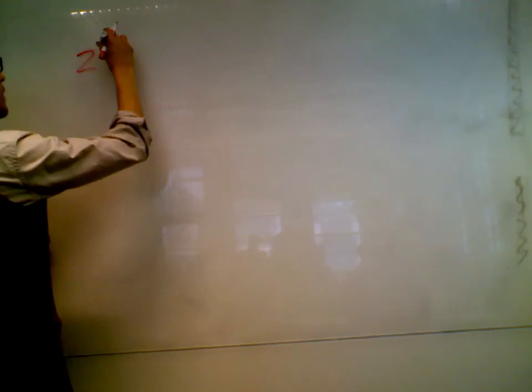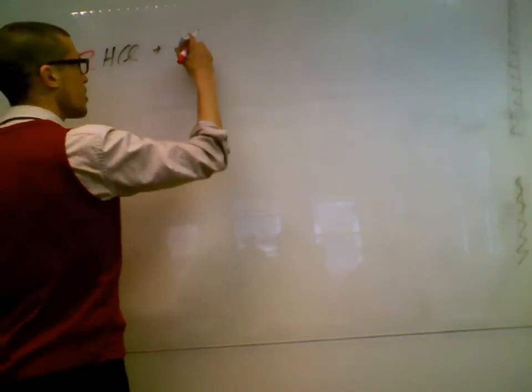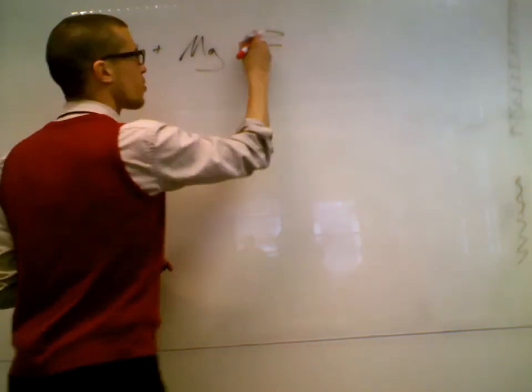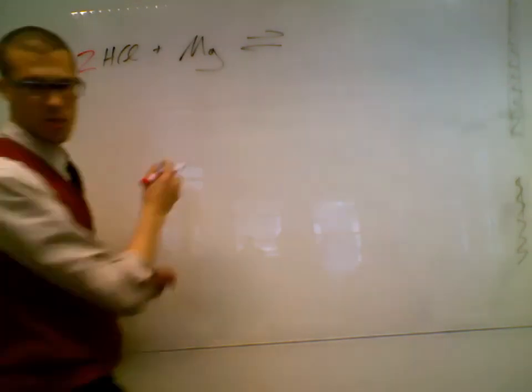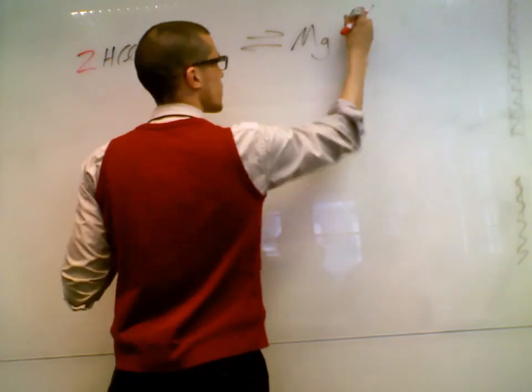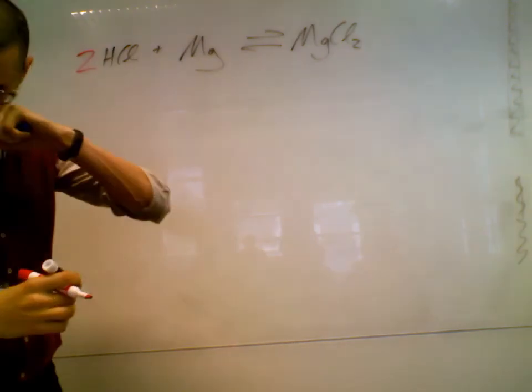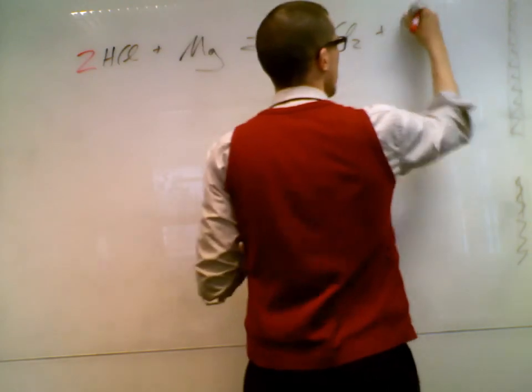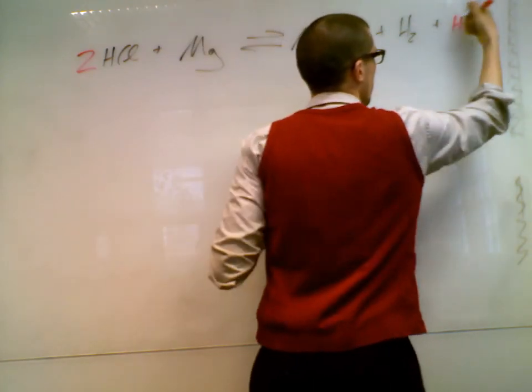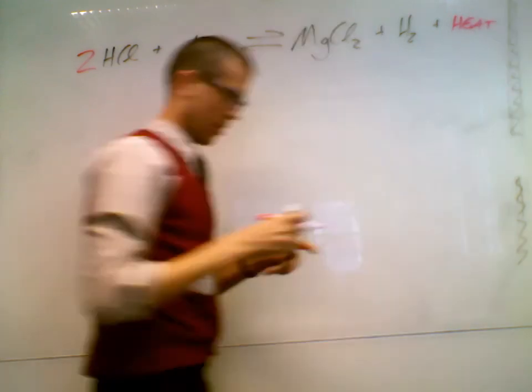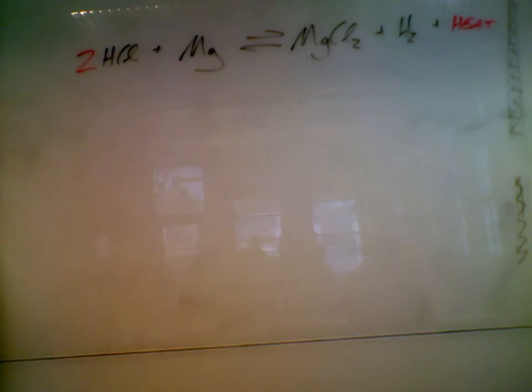So here's a problem. It's 2HCl, it's going to be added to Mg, and it's in equilibrium with MgCl2 and H2 and heat. Okay, there it is. And the question says, when the temperature is decreased, the following system at equilibrium does what?